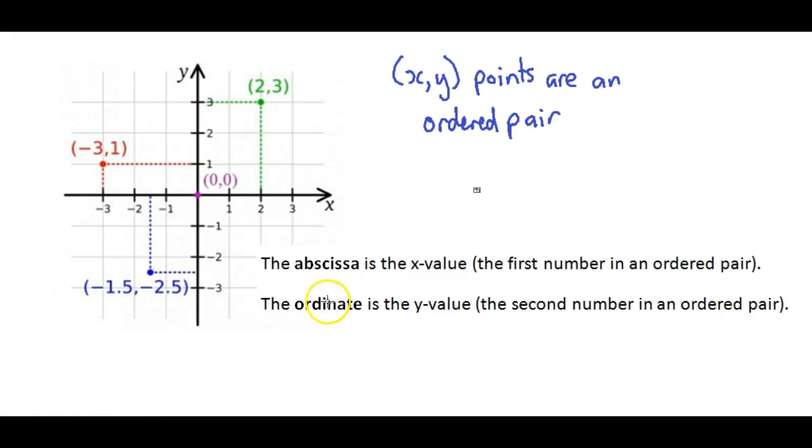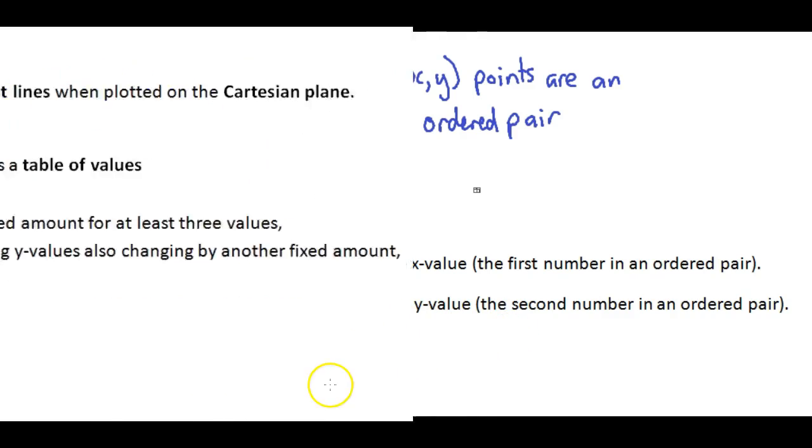The names for these are the abscissa, which is the x value, the first number in the ordered pair, and the ordinate, which is the y value, or the second number in the ordered pair. It's important not to muck up the order of these.